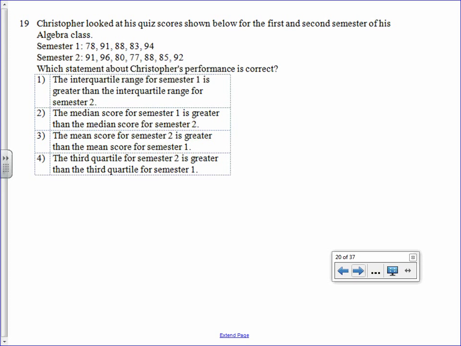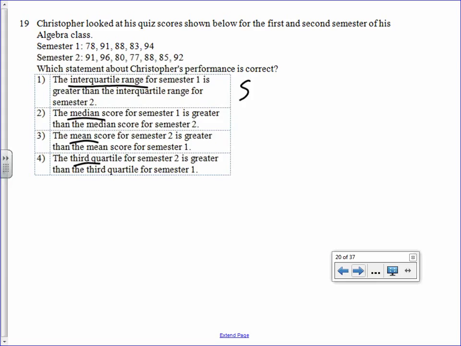Christopher looked at his quiz scores, shown below for the first and second semester, out of class. We have his grades. Which statement about Christopher's performance is correct? Well, I got to go through each choice. It's talking about the interquartile range, the median, the mean, the third quartile. Well, I'm going to have to find all that information.